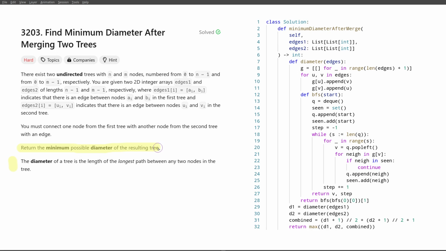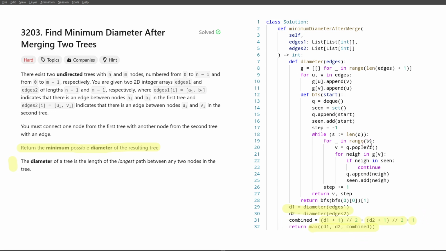So what do we want to connect? We want to connect the middle node of one diameter to the middle node of the other diameter, and as we said, the final length of that diameter would be 1 because of our edge, plus half the diameter of the first tree, plus half the diameter of the second tree, and we have to round up in every case, because if we cannot split the diameter in the middle, the longest diameter that we generate will take the longer of the two paths. So, find the diameter of one tree and of the other tree, and get the maximum of those two and of the combined diameter.